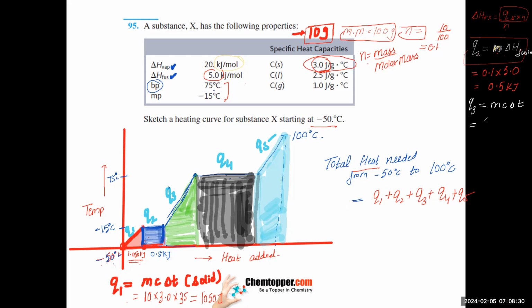What is M here? 10. What is C? C of the liquid, this 2.5. What is delta T? From minus 15 to 75. How much is that? Delta T. Minus 15 to 75. How much is this?